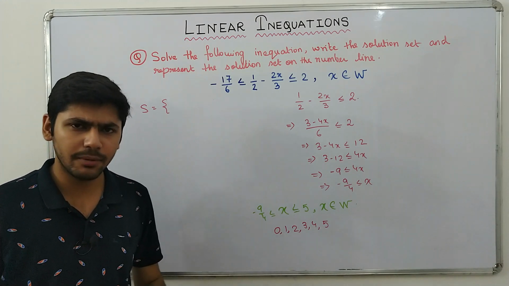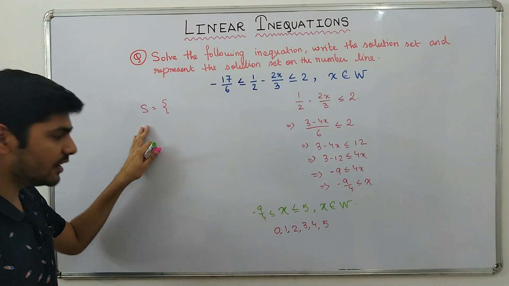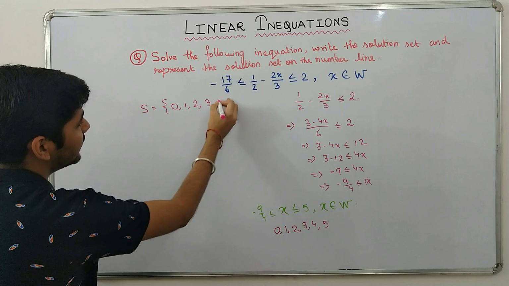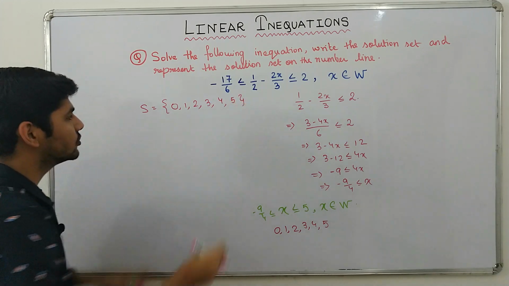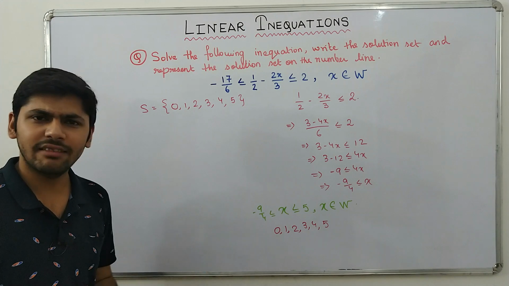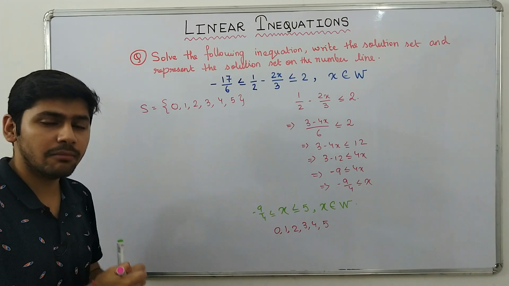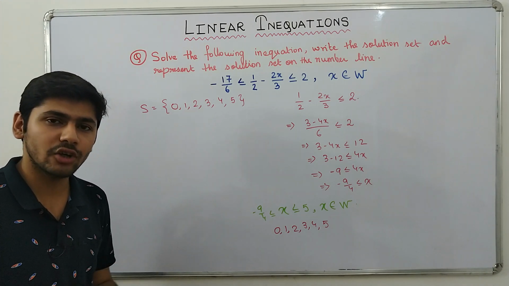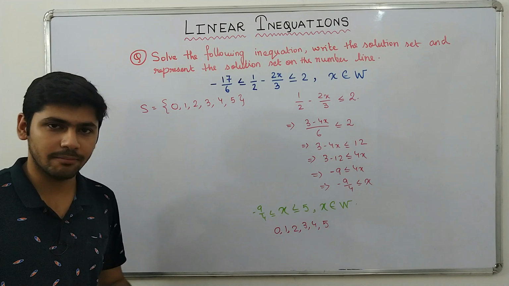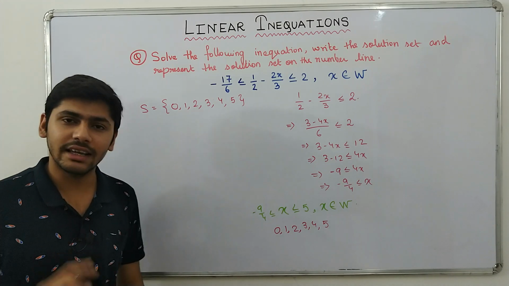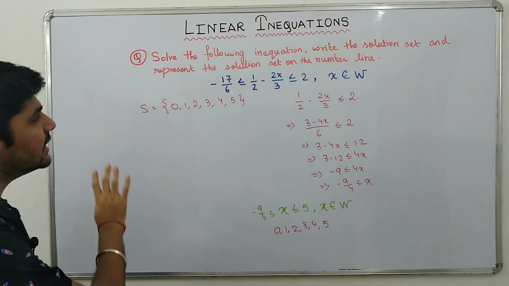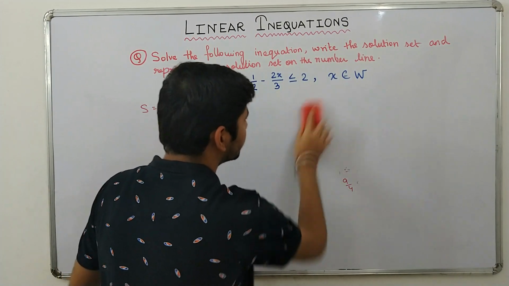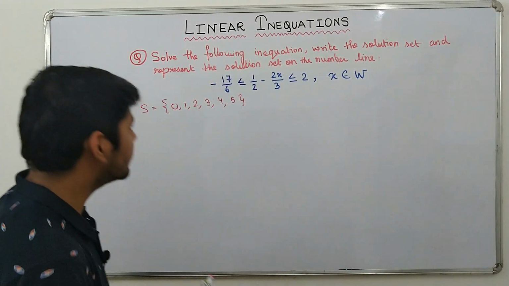I hope you understand, it's very simple. So the solution set will be this only: 0, 1, 2, 3, 4 and 5. So this is your solution set. Very, very simple. So like I told you in the previous sum, for different number systems, we have different solution sets. And you have to know how to write the solution set for each and every number system, because you can get any number system in your examination. Now finally, we have to represent the solution set on the number line. Let's do that. First of all, let me construct the number line.